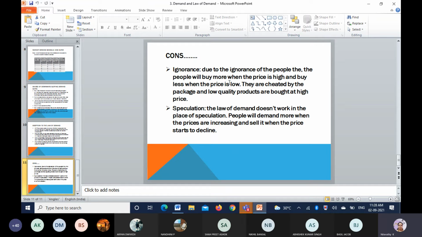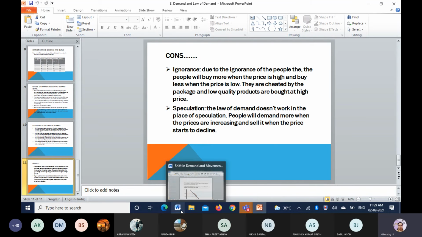And in these stock markets, you can see that when the price is increasing for a particular product or particular share or particular company, people will buy it. When the prices are declining, that time they will sell it and go. So the law is totally different for a stock market. It is not the same as for the commodity market. So the law doesn't operate in all these places where speculations are happening. These are the exceptions to the law of demand.